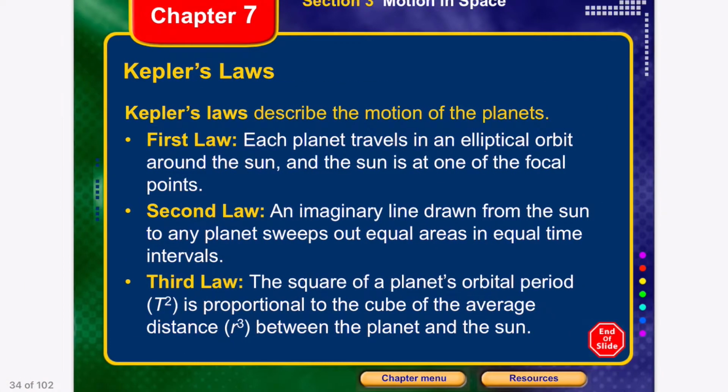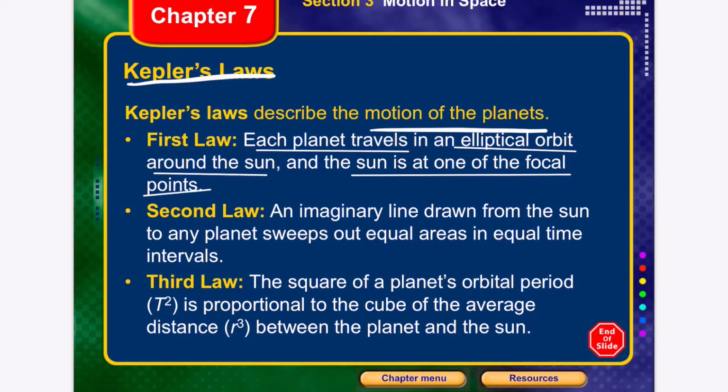So let's start with Kepler's laws. Johann Kepler was the first one to describe the motion of planets using his three laws. Let's look at each of these laws. The first law states that each planet travels in an elliptical orbit around the sun, and the sun is at one of the focal points.